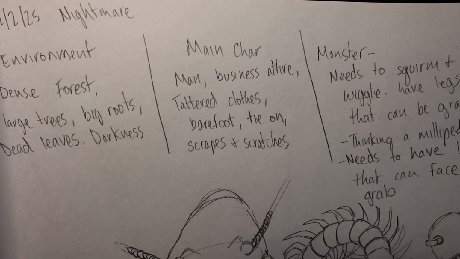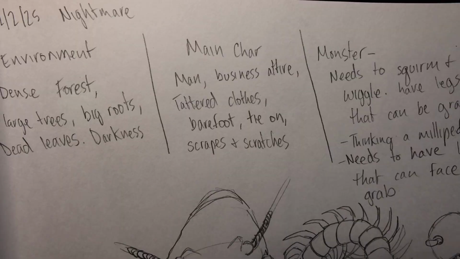For my main character, a man, which is obvious, but if you are not the person who is going to do the drawing for your script, then you want to provide this information to your artist because they need to know, are they drawing a man or a woman? Just in case they can't pick it up from context clues, you might as well include it as well. So, main character: man, business attire, tattered clothes, barefoot, tie on, scrapes, and scratches.